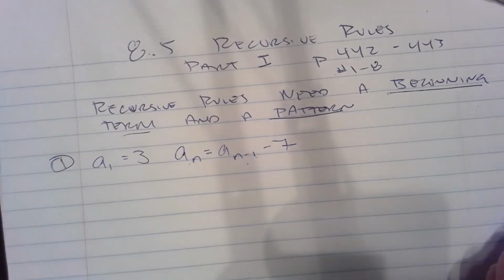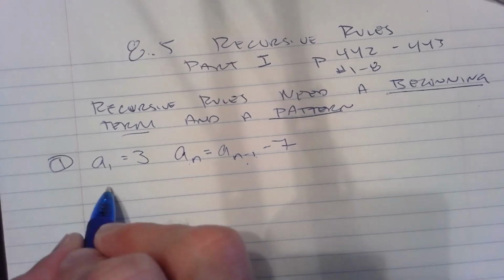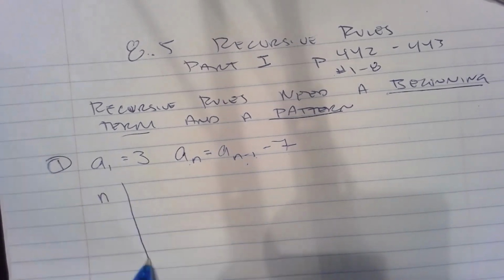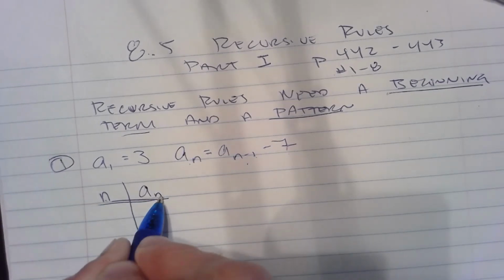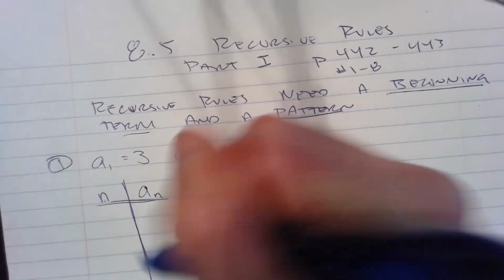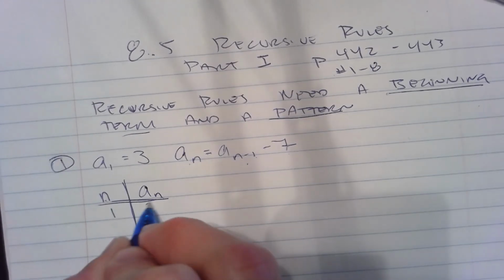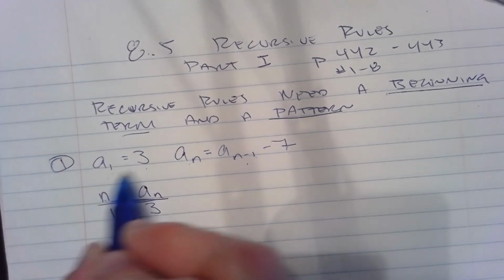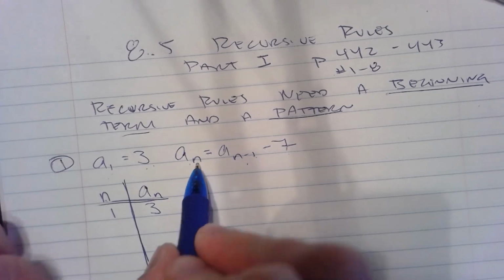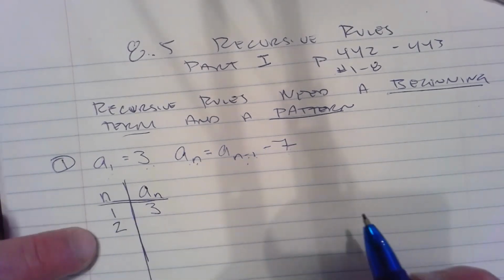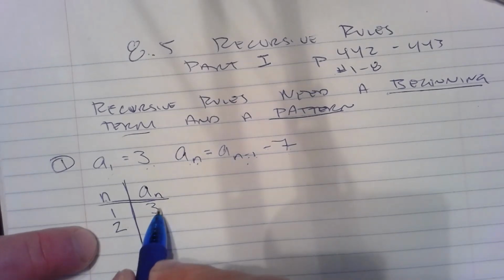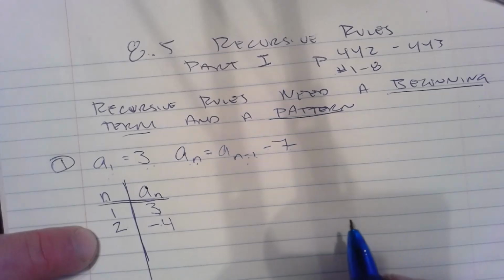Let's stay organized. We're going to write the first 6 terms out. Let's make a t-chart: the number of the term we're on, and the value that it holds. The first term is 3. It tells us that, right? Here is our beginning term. The next term is the previous term take away 7. So the second term is 3 take away 7, which is negative 4.